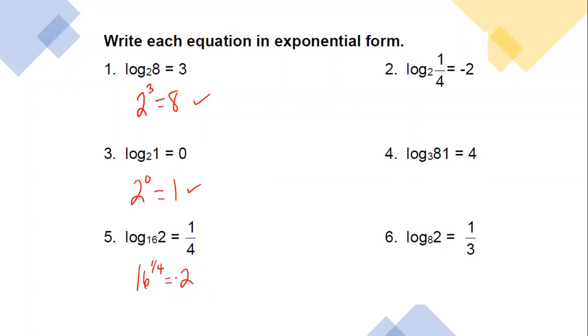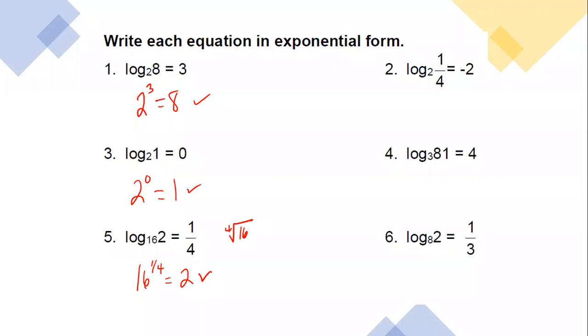16 to the 1/4 is asking, what is the 4th root of 16? So what number times itself 4 times equals 16? 4 times 4, that's only twice, is 16. But 2 times 2 times 2 times 2 equals 16. So that's why 16 to the 1/4 equals 2, because that's what it's asking you. When you have a rational or fractional root, it's asking you to take the root of it. All right? Okay, I'm going to pause, and I'm going to let you do 2, 4, and 6. All right, let's see if you see the pattern and you are comfortable.